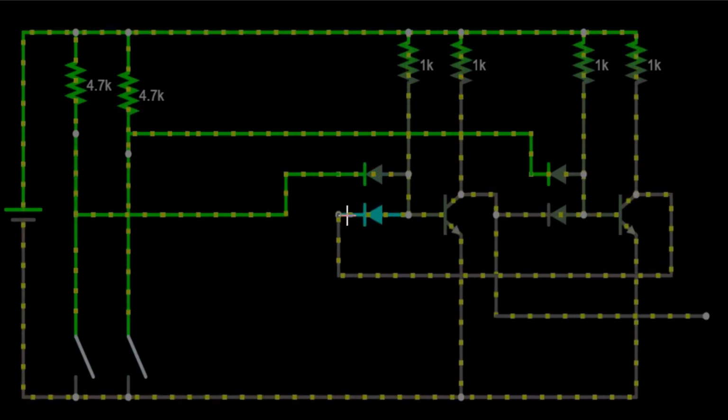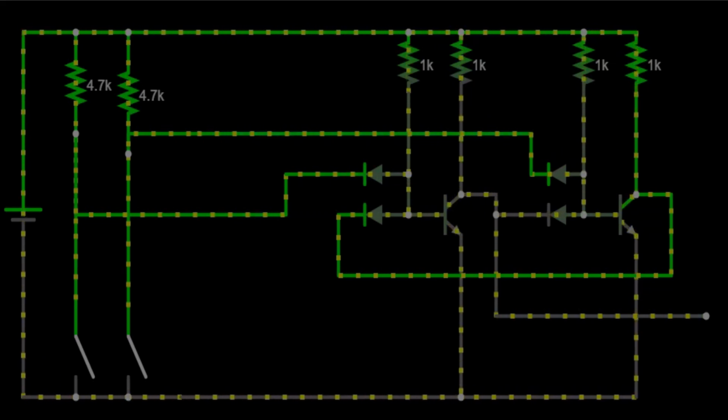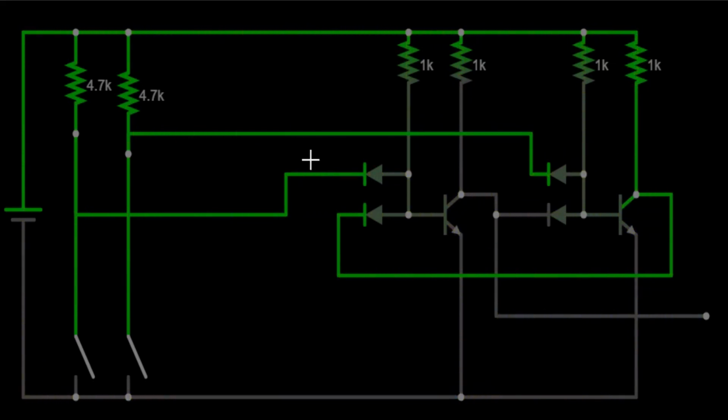So that's set, reset. Perfect. Now, because they're active low, we want to put a transistor in here and here just to invert the signal.